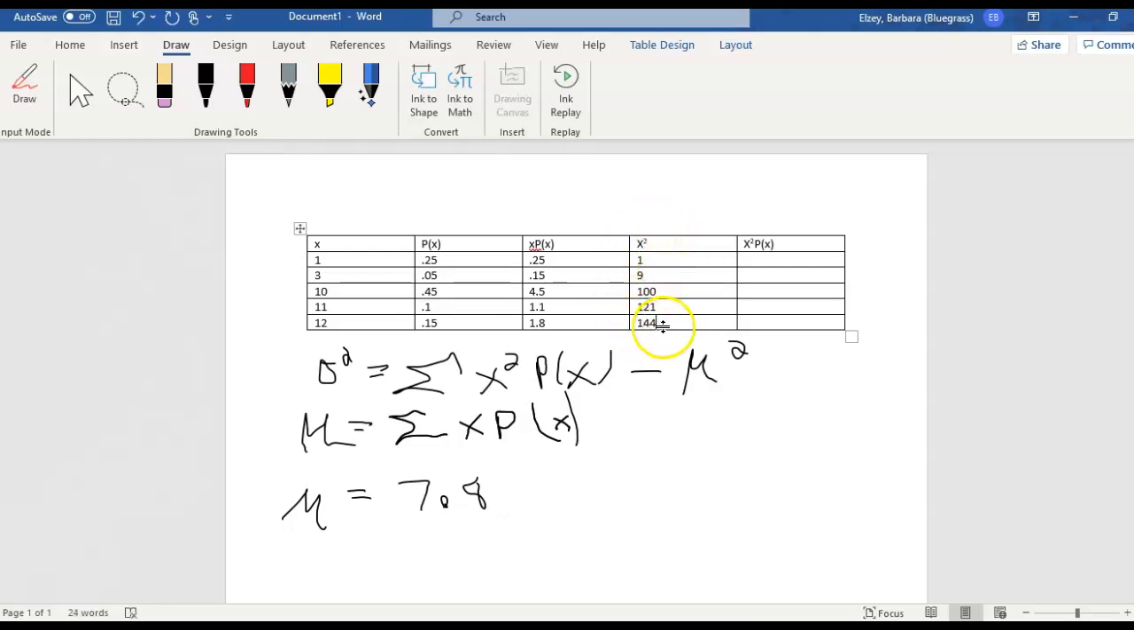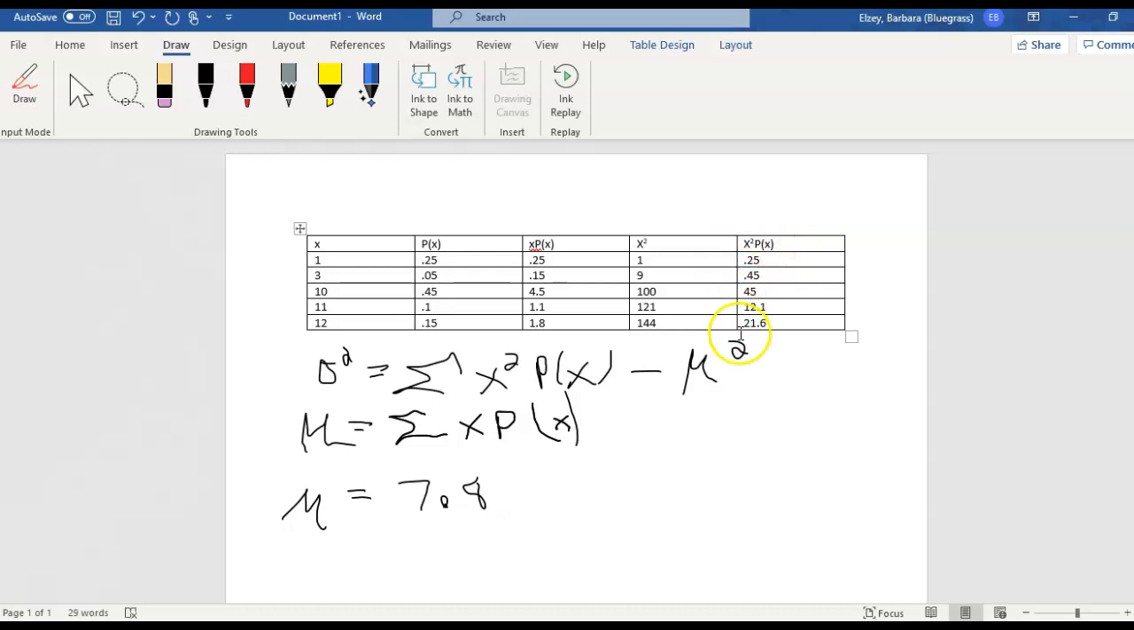And now I want to take this column and multiply it times the P of X column, times the probabilities. So 1 times 0.25 is 0.25. 9 times 0.05 is 0.45. 100 times 0.45 is 45. 121 times 0.1 is 12.1. And then 144 times 0.15 ends up being 21.6.